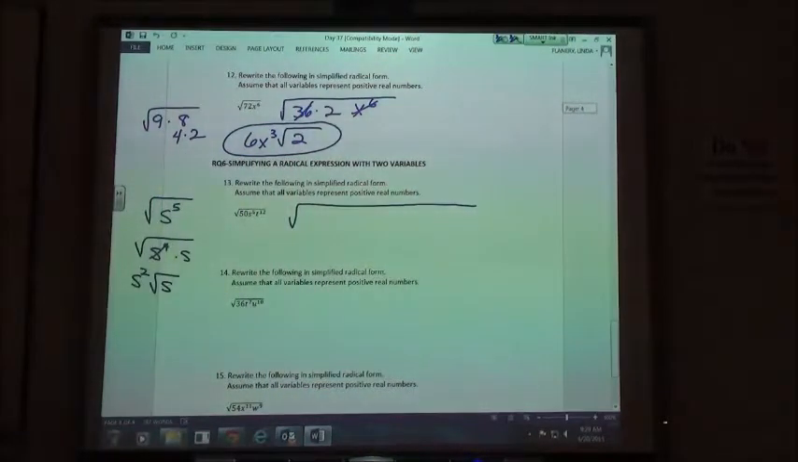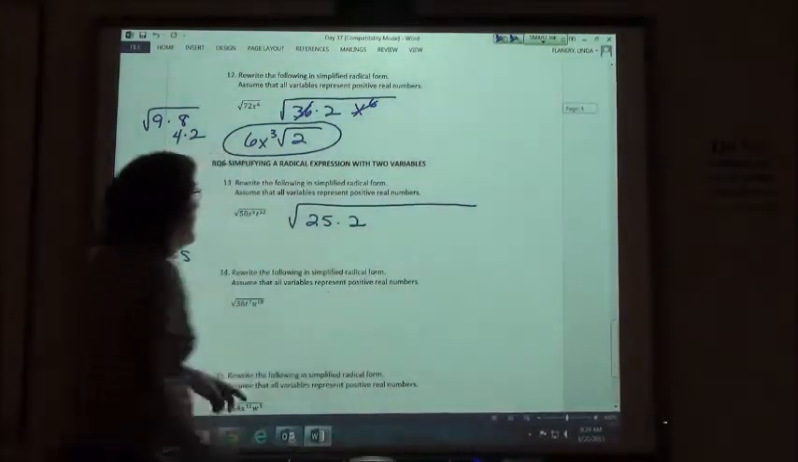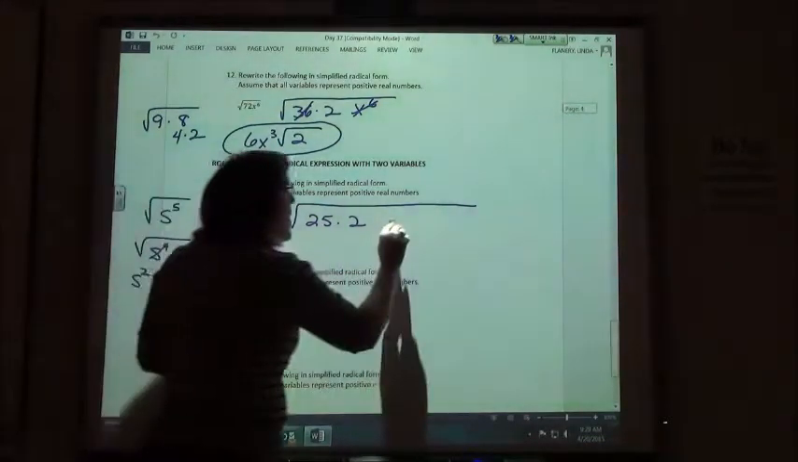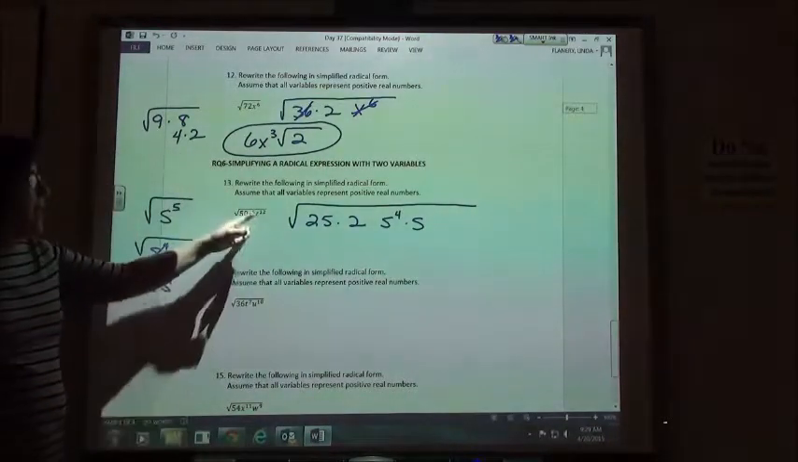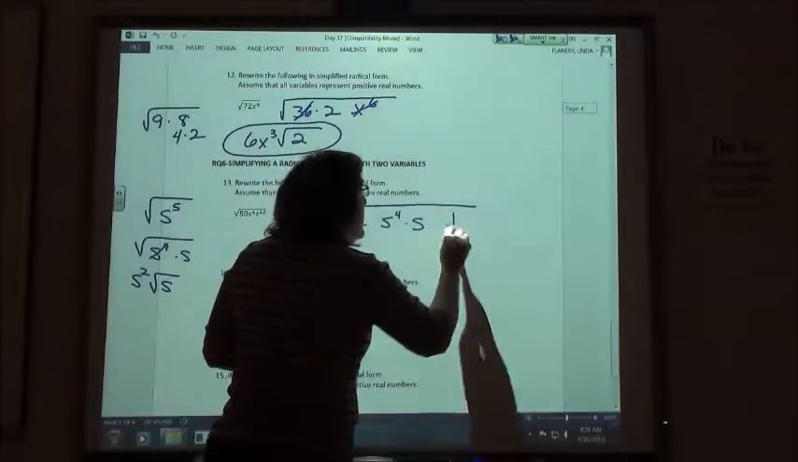Square root of 50. 50 is not a perfect square, so I would factor it. The biggest perfect square that goes into 50? 25. So we make that 25 times 2. Then we look. This one has an odd exponent, so we rewrite it as s to the 4th times an s. That one has an even exponent, so we leave it alone because it is a perfect square, t to the 12th.